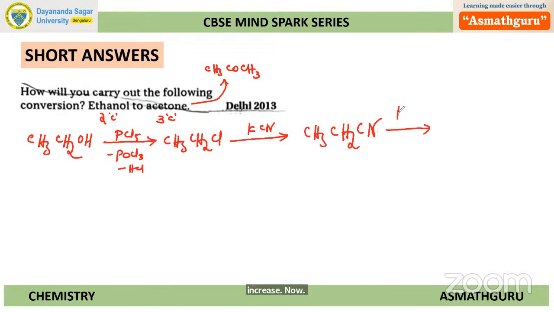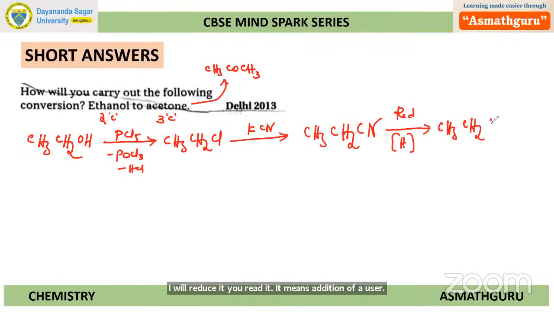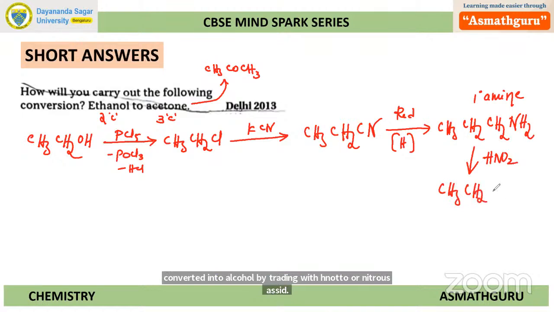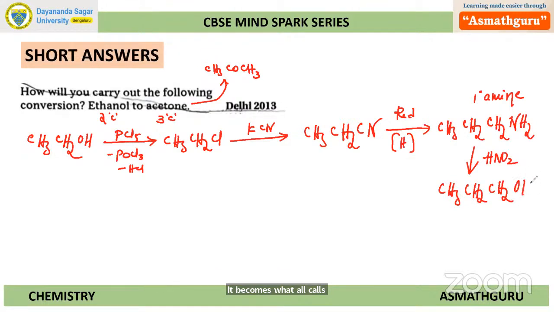This I will reduce. If I reduce it, it means addition of hydrogen. What I get is CH3CH2CH2NH2. It becomes a primary amine. And I know that a primary amine can also be converted into an alcohol by treating with HNO2, nitrous acid. It becomes alcohol, CH3CH2CH2OH. Again, I got alcohol.